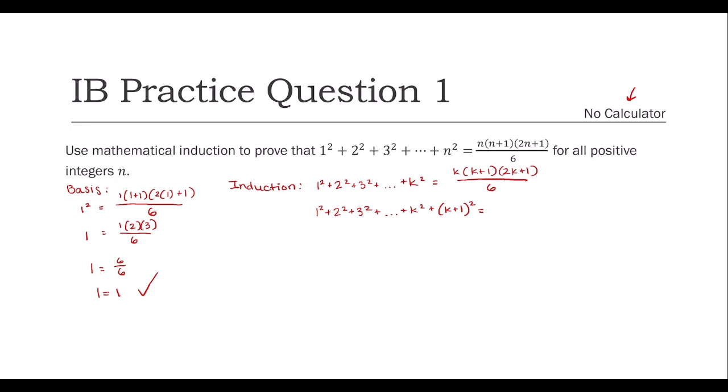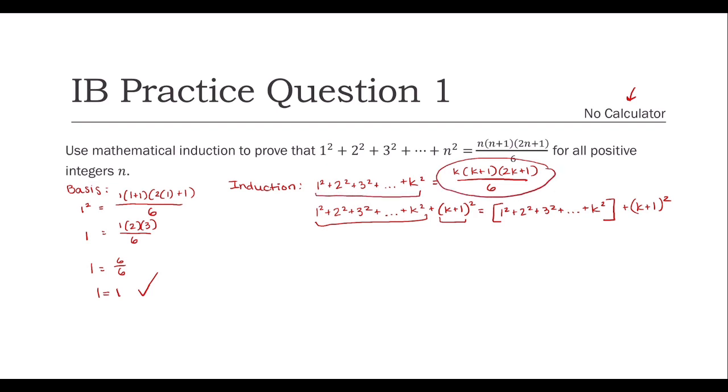So this here is going to equal our 1 squared plus 2 squared plus 3 squared plus ... plus k squared plus k plus 1 squared. So we separated this part and the k plus 1 squared. So we know this 1 squared plus 2 squared plus 3 squared plus ... plus k squared equals this from our first statement. So this is going to be equal to k times k plus 1 times 2k plus 1 over 6 plus our k plus 1 squared.